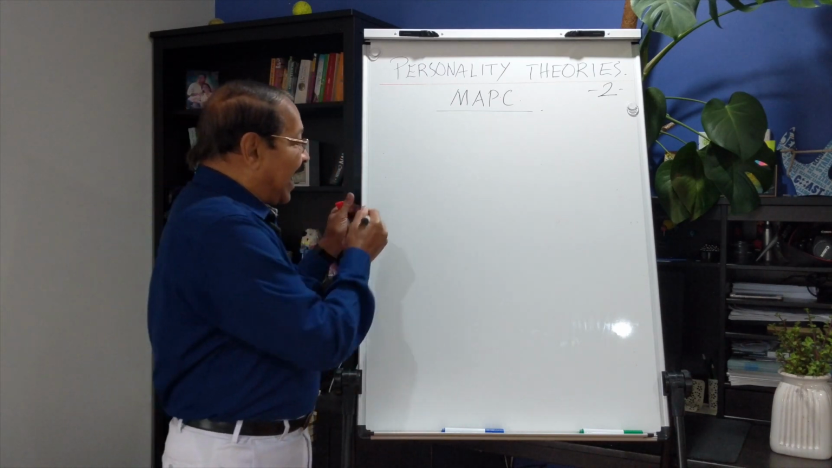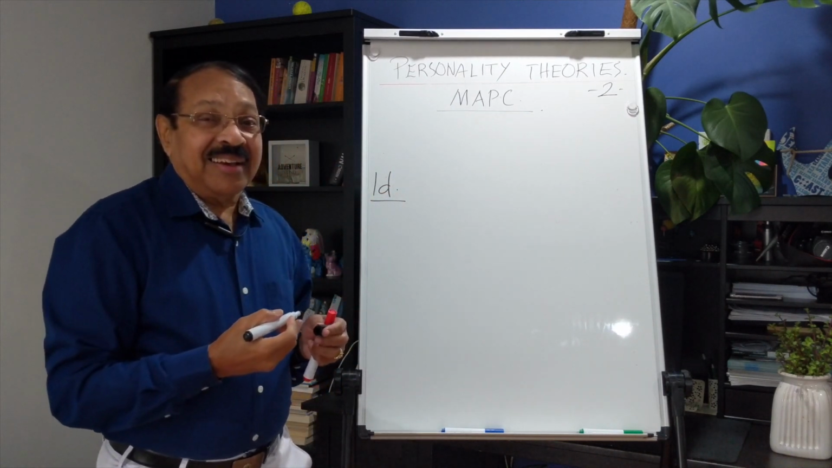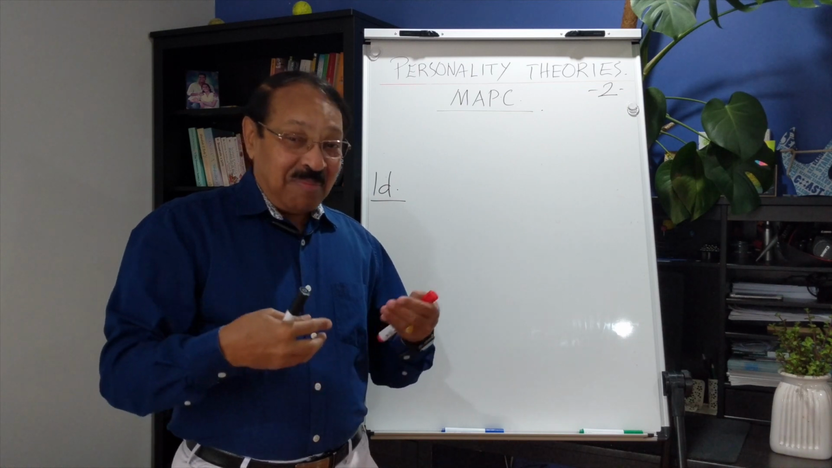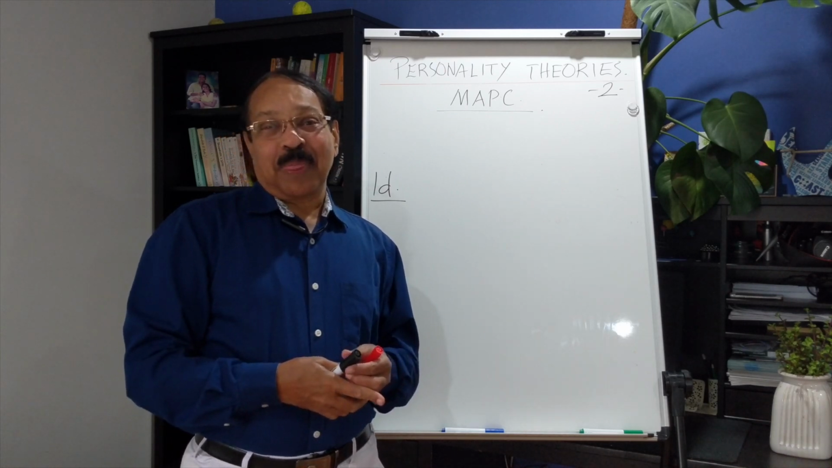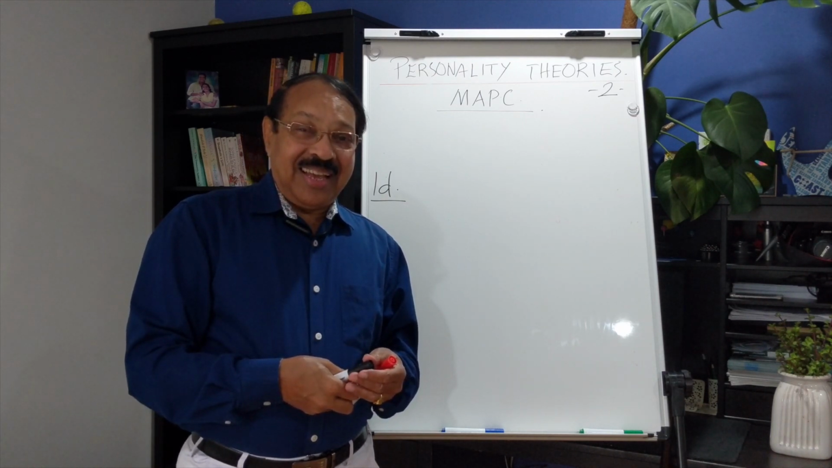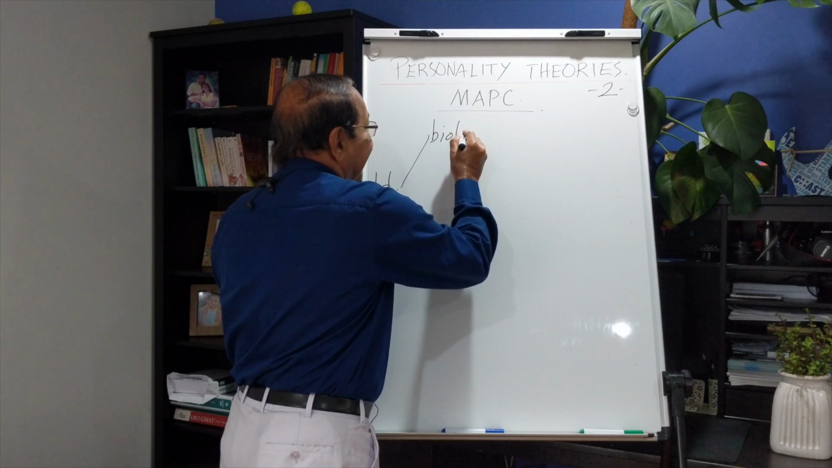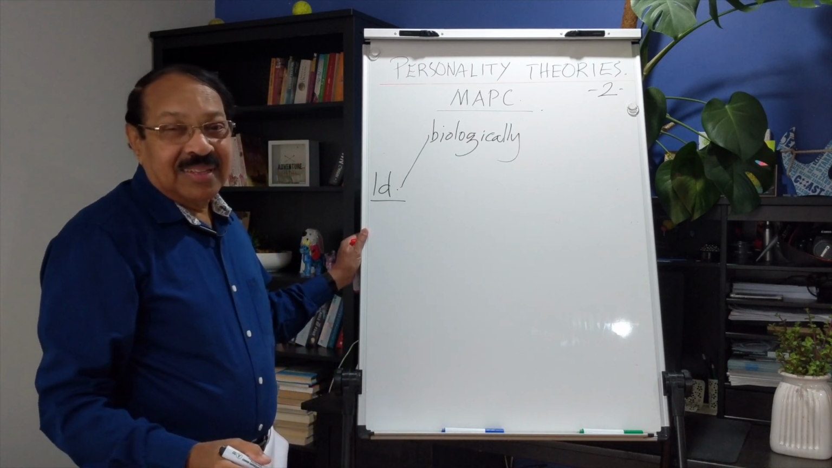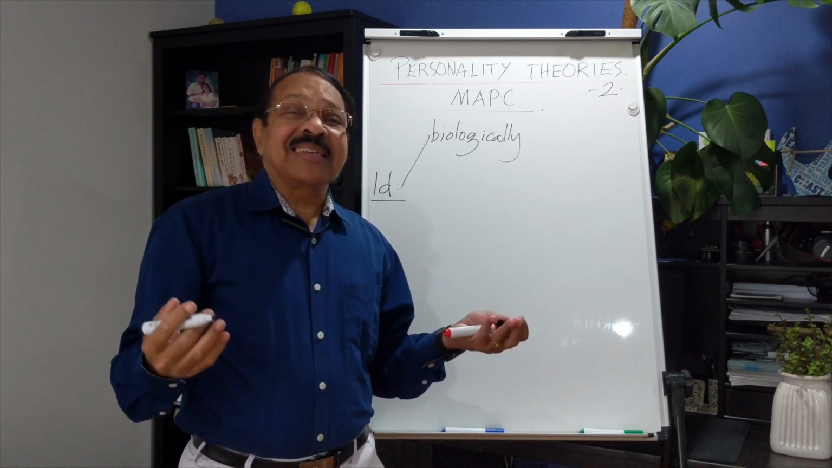The first one is called id. Id refers to the innate, instinctive, inborn, impulsive tendencies and aggressive tendencies. It knows no morality. It is biologically conditioned. It is concerned only with the vegetative existence of the person, the pleasure-seeking impulse.